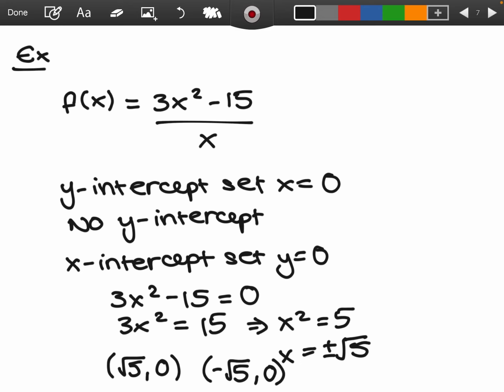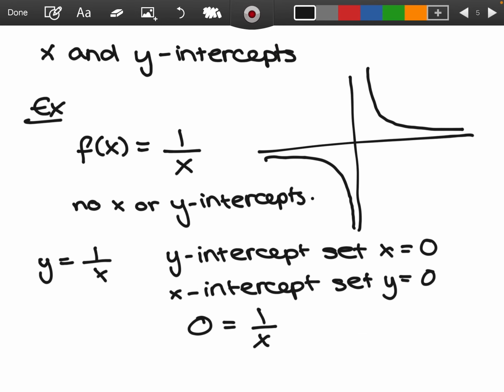Now, very much like what we had with that graph of 1 over x, you'll notice here that I have things called asymptotes. Asymptotes are just lines that the graph approaches but never touches.